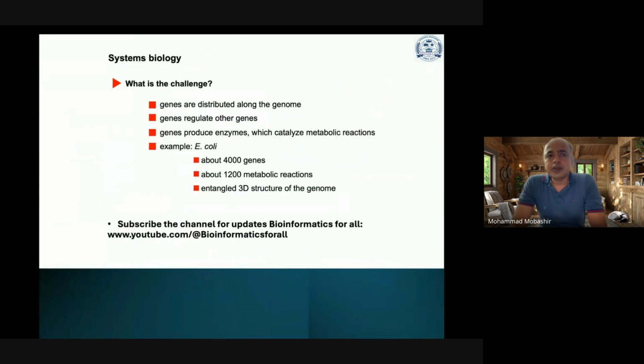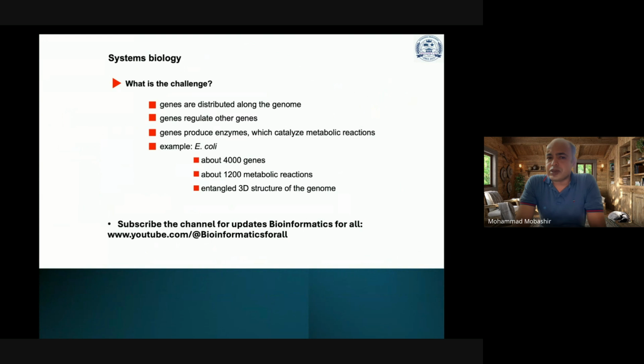So in systems biology, what are the main challenges? Genes are distributed along the genome. Genes regulate other genes. Genes produce enzymes which catalyze metabolic reactions. As examples, E. coli has about 4,000 genes, and about 1,200 metabolic reactions are present or possible.